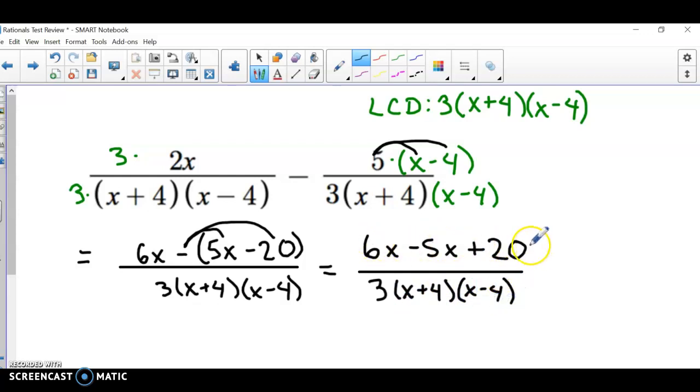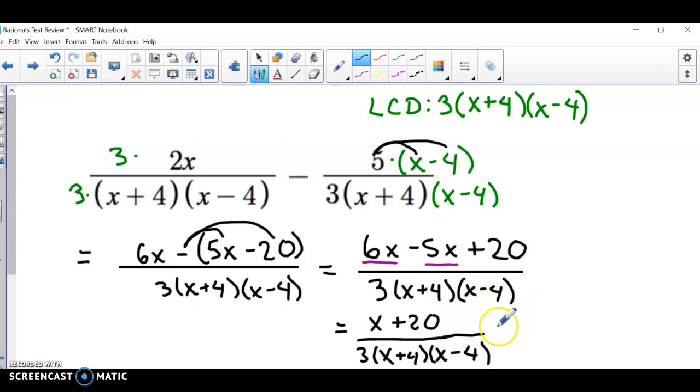So now, all that's left for me to do is combine like terms. I've got this 6x and a minus 5x. So I'm going to combine those like terms. 6x minus 5x is just x, plus 20, over my least common denominator, 3 times (x plus 4)(x minus 4).